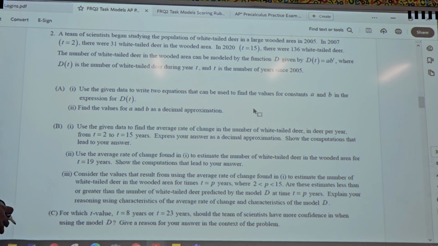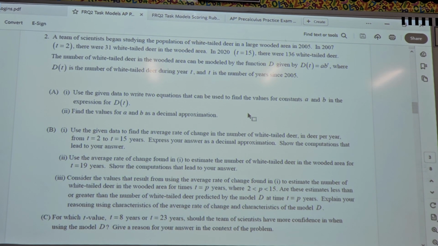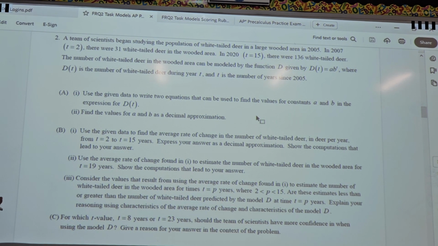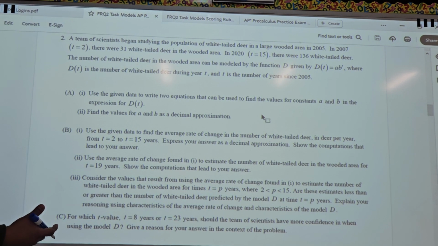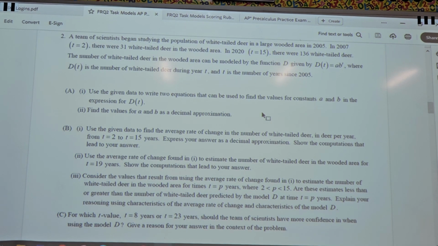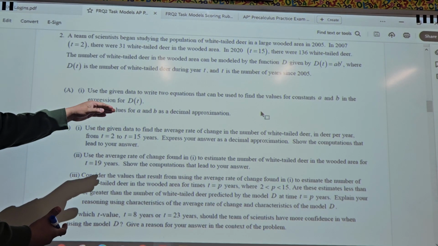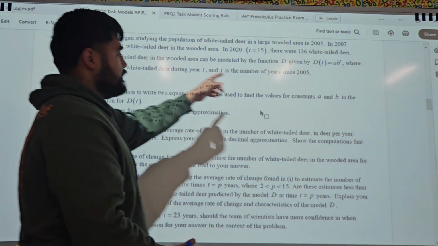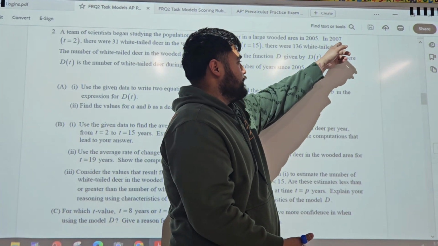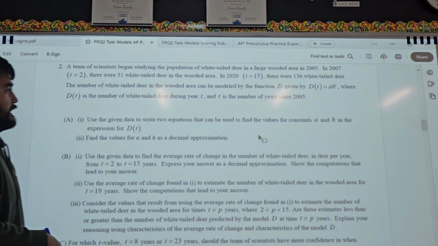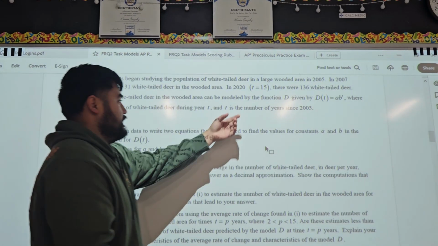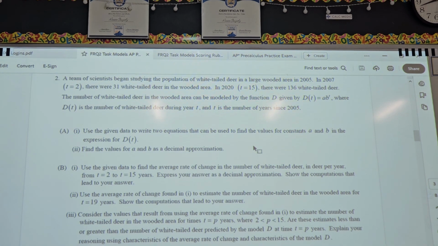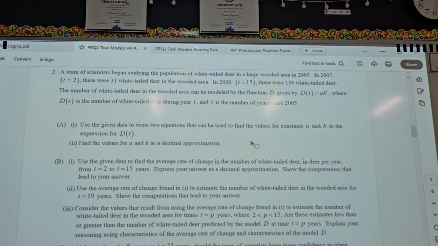So, here we go, right? FRQ2. Which part should I tackle first? So, let's read the problem. It says here, a team of scientists began studying the population of white-tailed deer in a large wooded area in 2005. In 2007, T equals 2, there were 31 white-tailed deer in the wooded area, right? So this T equals 2 is the 2 years between 2005 and 2007, right? So in 2020, T equals 15 years after 2005, there were 135 white-tailed deer in the population.